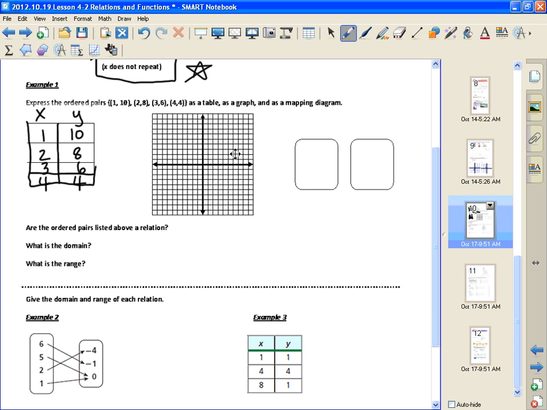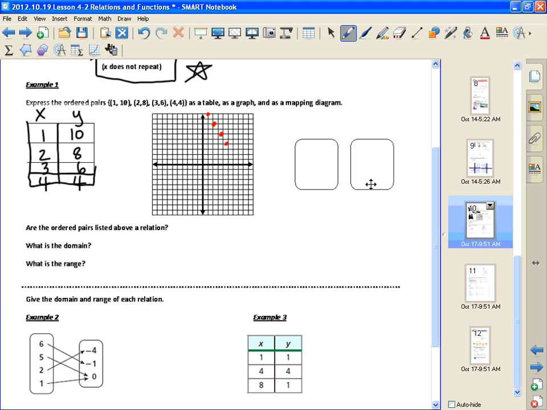So I do (1, 10), goes up here at the top. (2, 8), go right there. (3, 6) will be the next one right there. And then (4, 4) would go about right there. So that's how you put ordered pairs from a table to a graph.